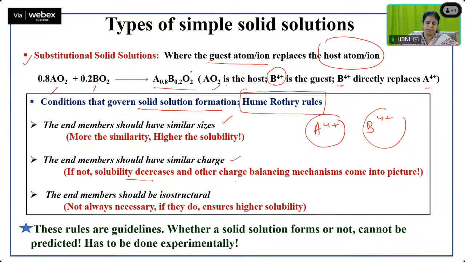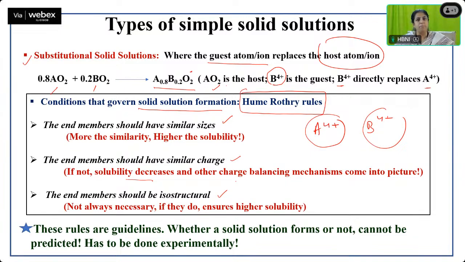And the third rule is end members should be isostructural, similar structure. Again, this is not always necessary, but if they are, this ensures higher solubility. So for the complete solid solution formation, Hume-Rothery rules state end members should have similar sizes, similar charge, and they should be isostructural. And as I said, these rules are simple guidelines.